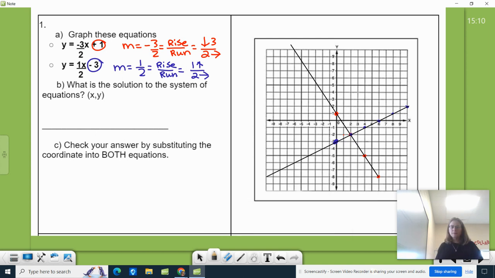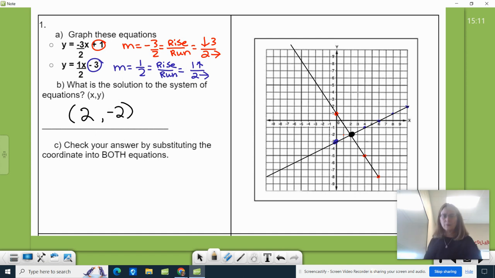Okay, all right, now what is the solution to the systems of equation? Well, your solution for your system of equation is the coordinate point where the two lines intersect. So looking at my graph, the two lines intersect at coordinate point 2, comma, -2, because they intersect right here.